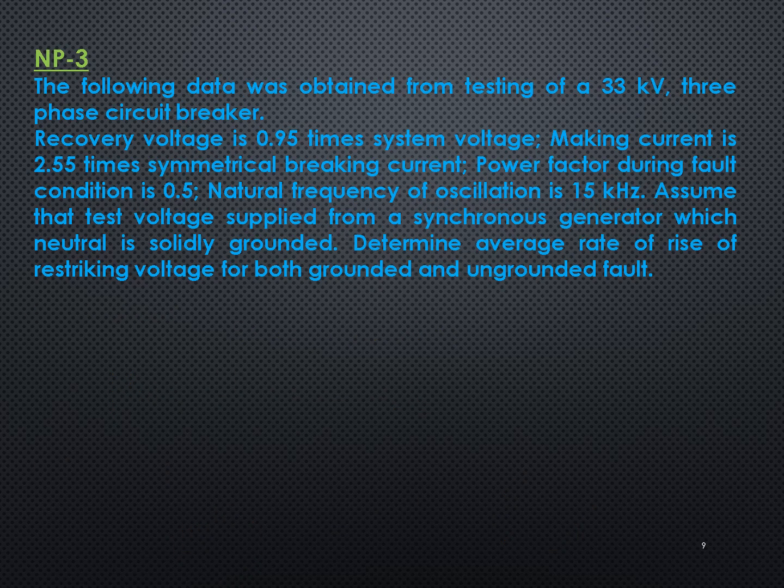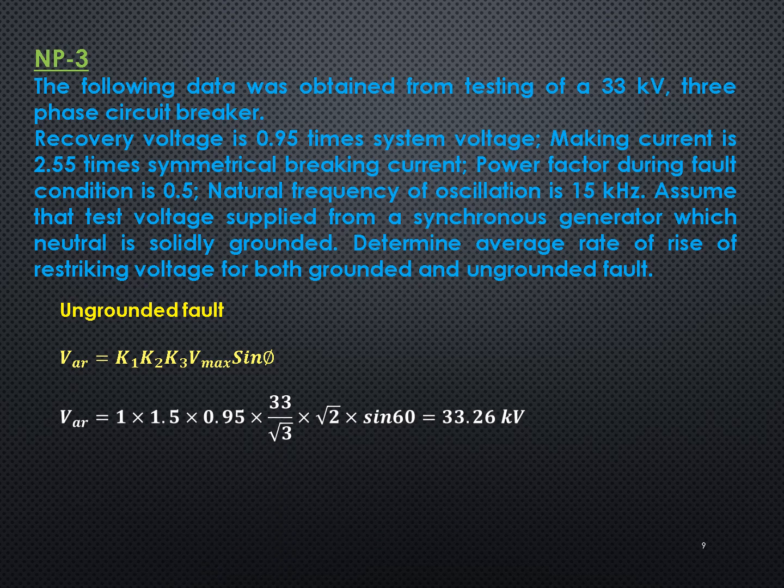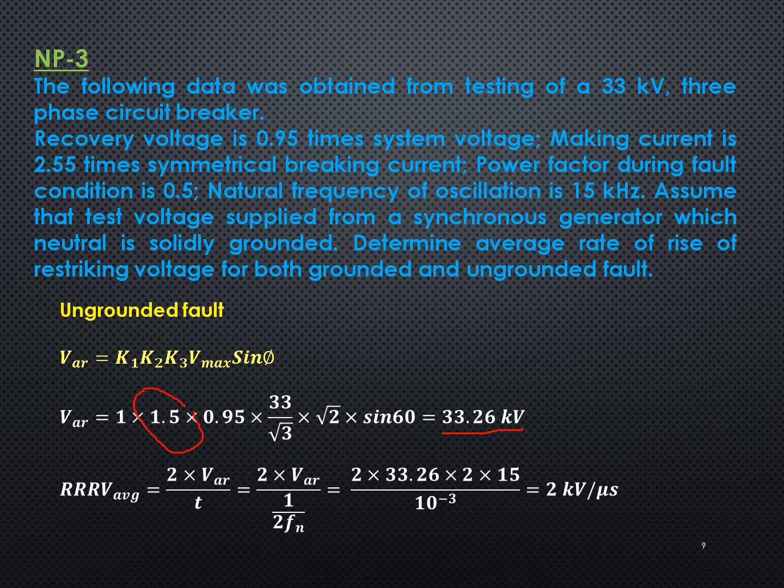Now we find the same thing for the ungrounded fault condition. Here the only modification is in the value of K2, which in this equation equals 1.5. With all the other information, we can find Var. After calculating Var, using the same formula, we find the average rate of rise of restriking voltage, which equals 2 Var by T, that is 2 kV per microsecond.